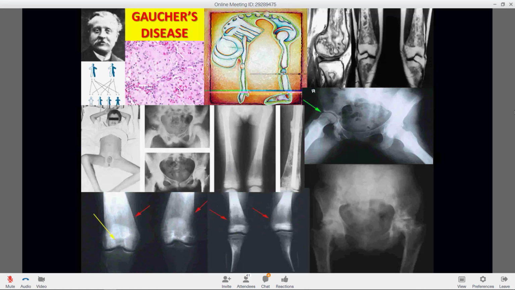Treatment. Bone pain may need symptomatic treatment. For acute crisis, analgesia, bed rest, and a period of non-weight bearing are recommended. Specific therapy is available by replacement of the defective enzyme. Osteonecrosis is treated according to the guidelines in the osteonecrosis lecture.